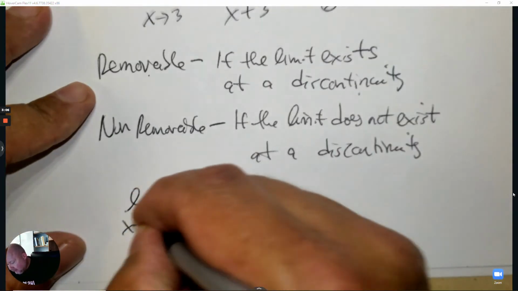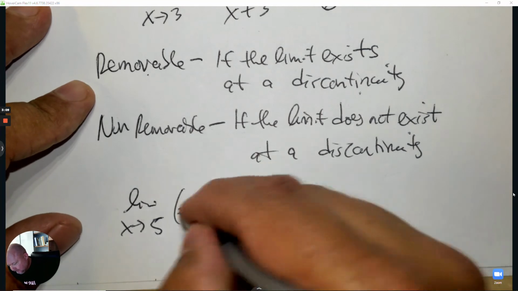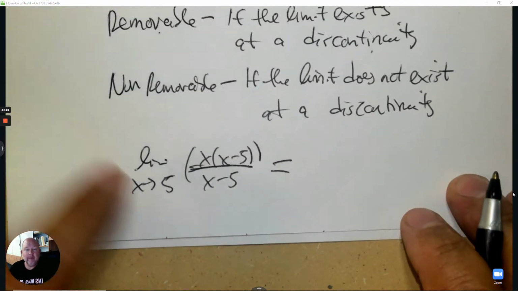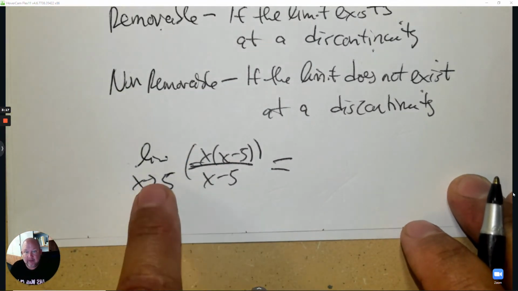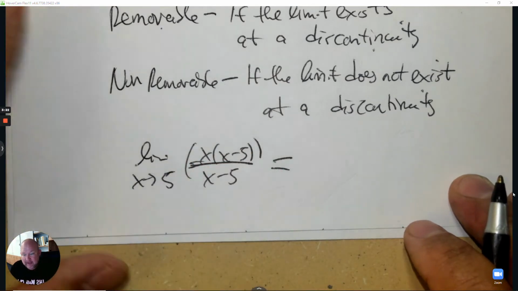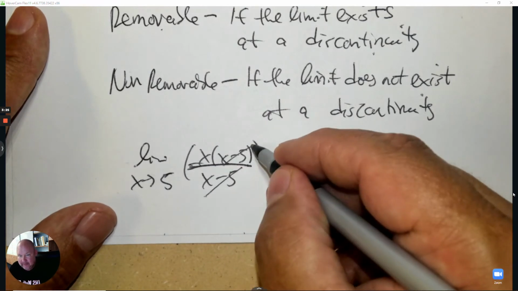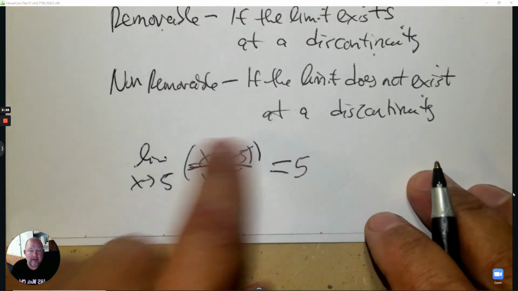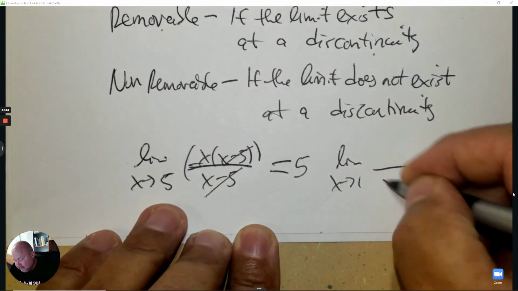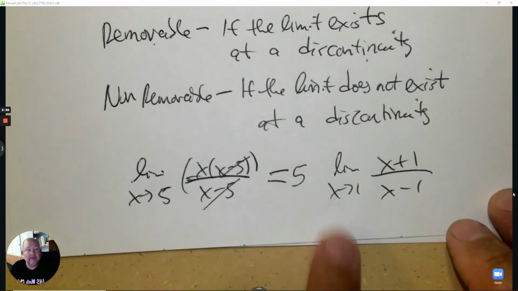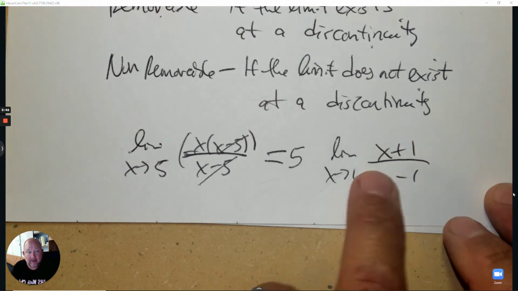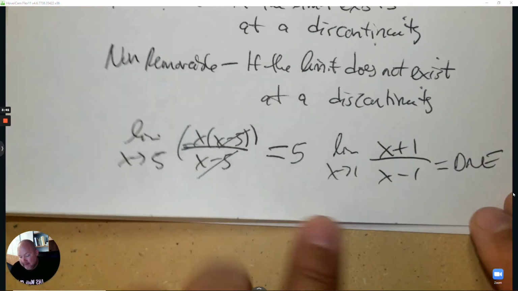So if I look here, here I have a limit. If I plug 5 in, it is undefined. But yet, if I look above, we can remove it and the limit exists. So because the limit exists, this is an example of a removable discontinuity. If I do one right beside it, here, when I plug 1 in, it's undefined, and there's no way to remove it. So here the limit does not exist, and this is a non-removable.